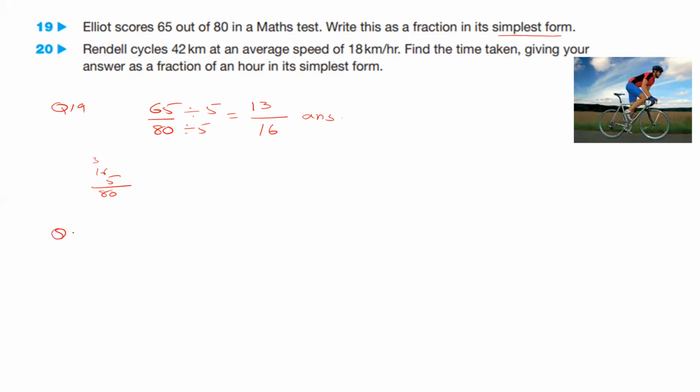Now question number 20. Rental cycles 42 kilometers at an average speed of 18 kilometers per hour. Find the time taken, giving your answer as a fraction of an hour in its simplest form. So first of all, before solving this question, we should know the formula of speed, time, and distance.